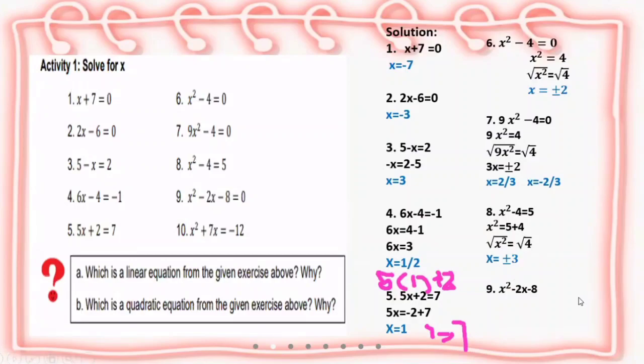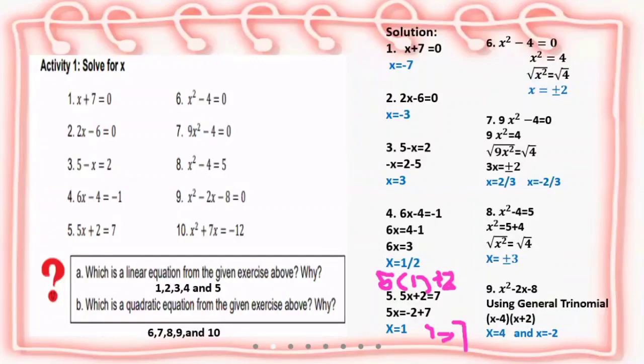And number 9 natin using general trinomial. So, x is equals to 4 and x is equals to negative 2. Ay, wala na tayong number 10. So, letter A natin, which is the following. Linear equation. Yung linear equation daw po natin, naka-raised by 1. So, we have 1, 2, 3, 4, 5. And yung quadratic equation naman daw po natin, yung naka-raised by 2. So, we have 6, 7, 8, 9, and 10.